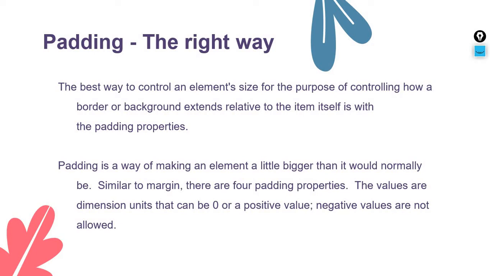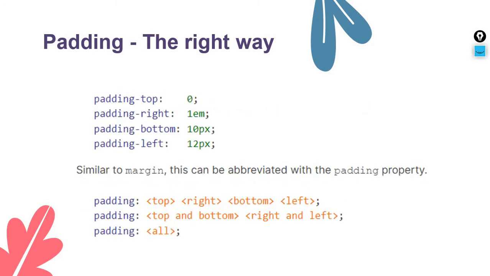Similar to margin, there are 4 padding properties. The values are dimension units that can be 0 or a positive value. Negative values are not allowed. So, here is an example of how you can use padding. Similar to margin, this can be abbreviated with the padding property.